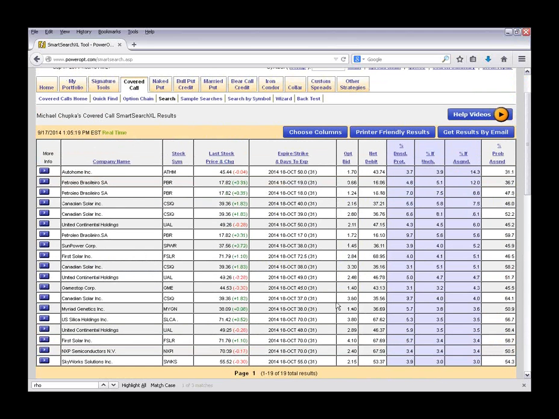Okay, so 19 results, and again, this is affected by the earnings date because we're avoiding stocks that have earnings between now and expiration. I show the returns here, my percent downside protection, my percent if unchanged, and my percent if assigned. Now let's go back. What are we not showing here? We're not seeing any of the Greeks. We didn't use that on our filters. Let's go into choose columns.